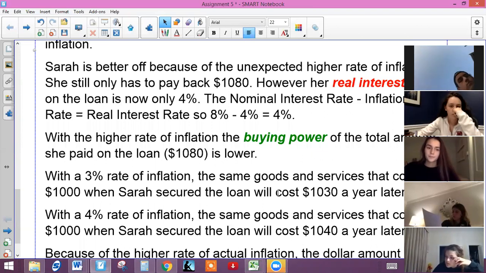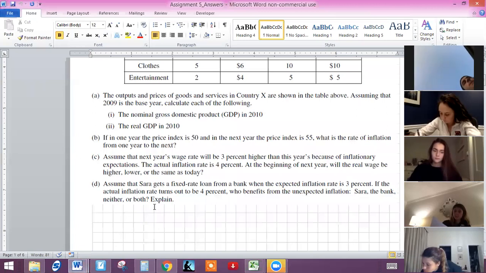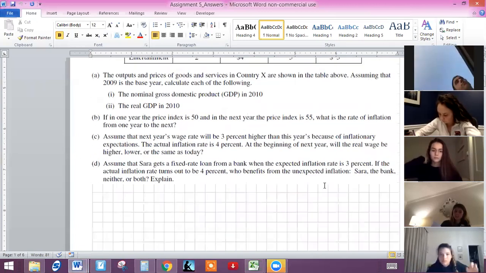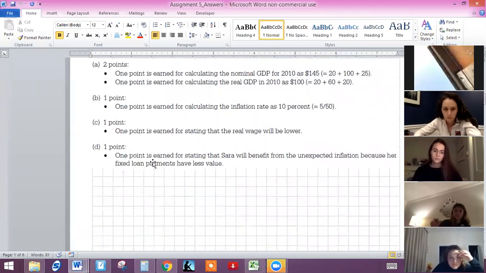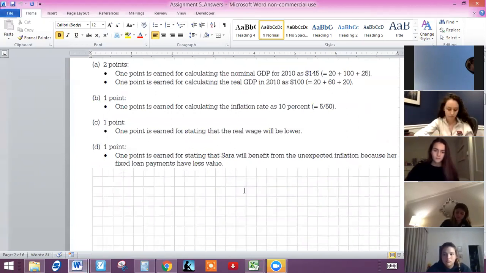Okay, so just so you see full disclosure here, the book gives you a really simple answer. They just say 1 point is earned for stating that Sarah will benefit because her fixed loan payments have less value. So just so you know, you certainly don't have to write the kind of answer I wrote. I just did that so you could have a better understanding of why the answer is the answer.